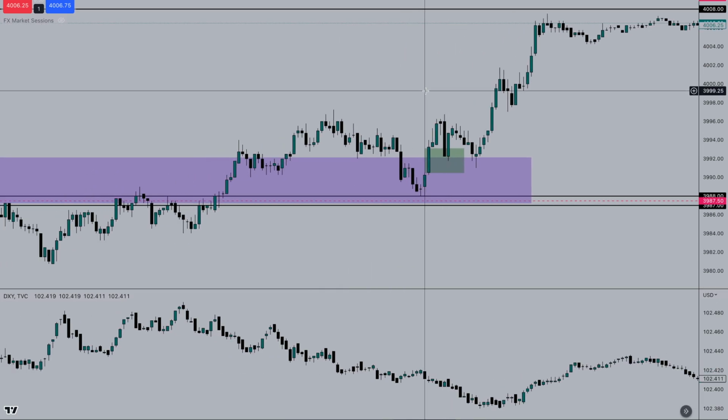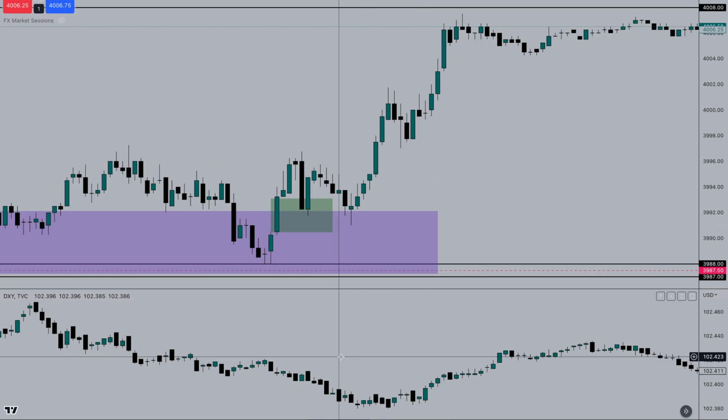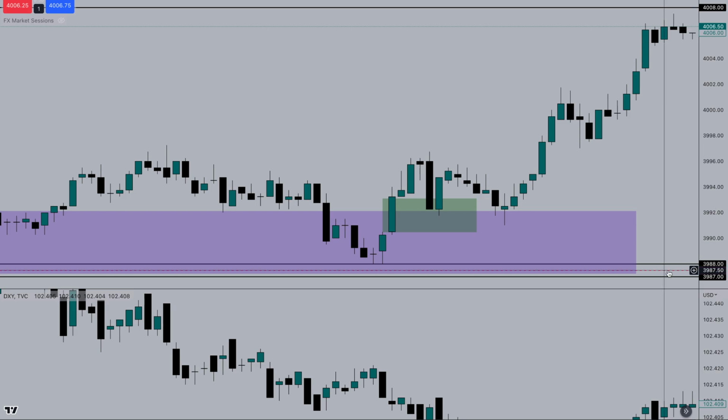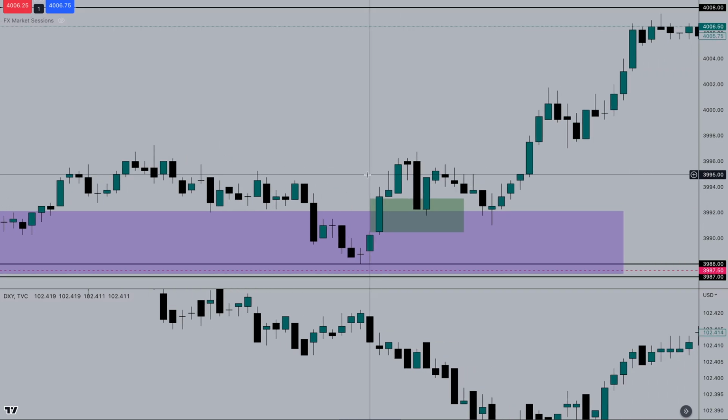Also, what gives you the confirmation, this high was broken here. So this high was broken, cool. When you look in here, this low also was broken. Like I said, you want to see the opposite of what's happening to the market you're watching. You want to see the opposite in the dollar. And the dollar did that. This is an easy trade.